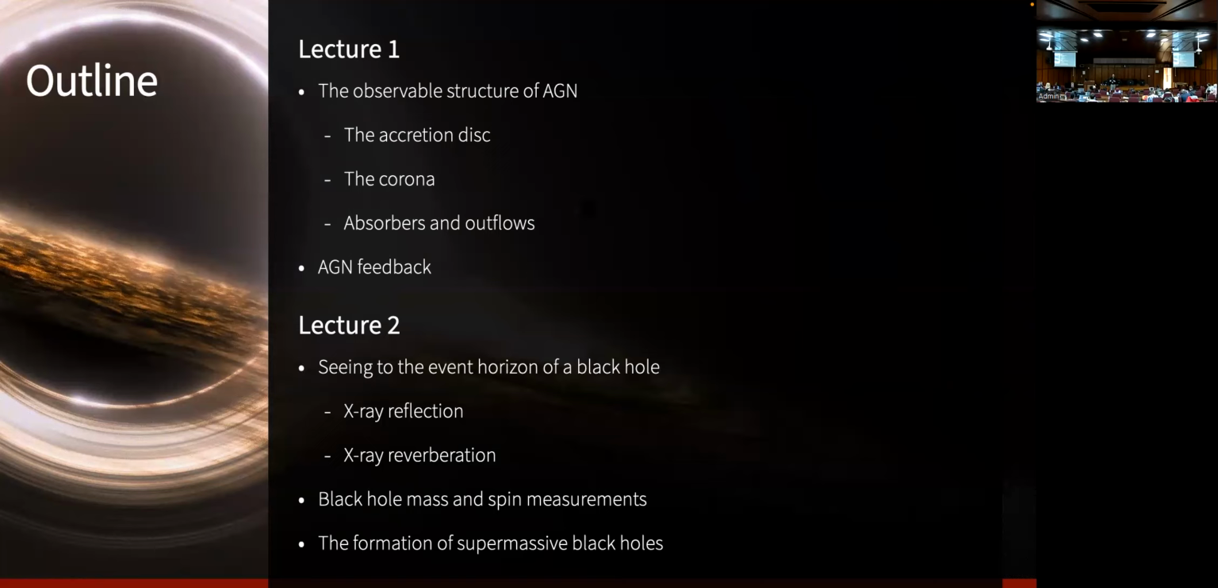We'll talk about how we can measure fundamental properties of the black hole using these techniques. I'll give a brief introduction to how we can measure the spin of a black hole. And if we have time, I'll talk a little bit about how we can measure the mass of a black hole, but most of those measurements aren't done in the X-ray range. They're done mostly with optical data. And then we'll talk a little bit about how we can get clues about how these supermassive black holes formed in the first place.